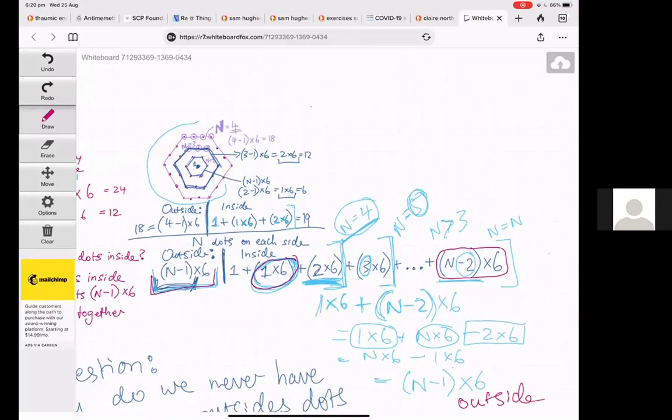But I know that my inside has more because I also have this 1. So if I also add the 1, there's at least the number of dots on the outside plus this 1. And so that proves to me that if n is bigger than 3, then my inside always has more dots than my outside.